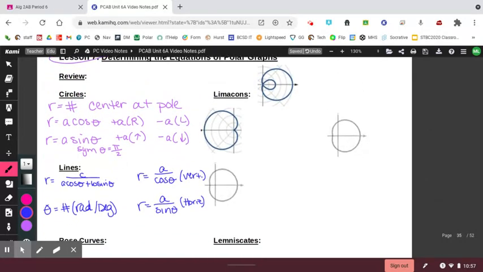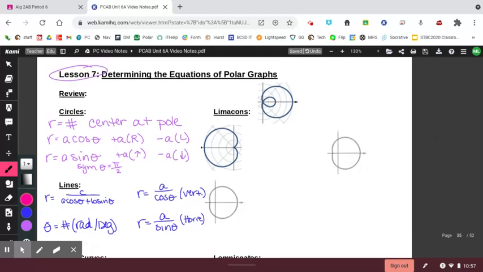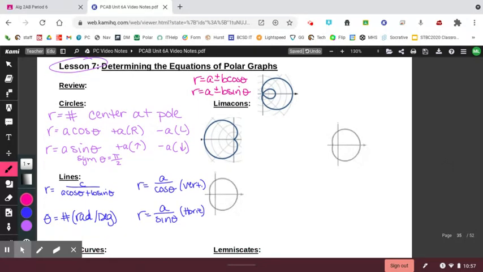All right, then we have various limaçons. So remember, limaçon equations: r equals a plus or minus b cosine theta, or r equals a plus or minus b sine theta. And depending on the values of a and b, it then becomes one of your different types of limaçons. So this one here is an example of an inner loop. That occurs when a over b is less than 1.